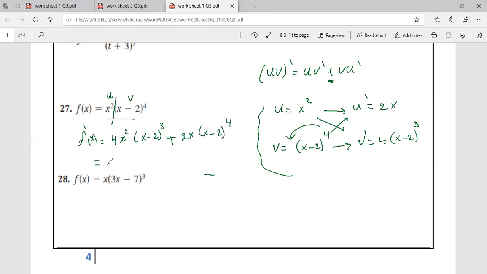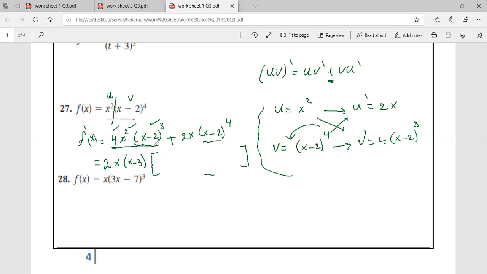Then simplify by taking a common factor. Here, take the common factor of number, common factor of variable, the common factor of bracket. What is the common factor of 4 and 2? It is 2. X squared and x, I take the variable with the least exponent, it will be to power 1. For the bracket, I take the bracket with the least exponent. Then open a large bracket as you see here.